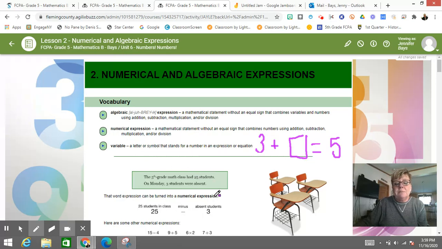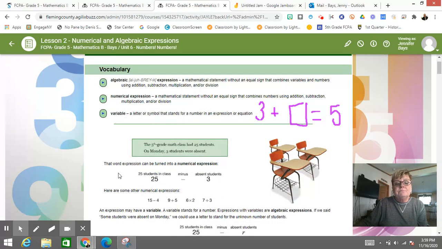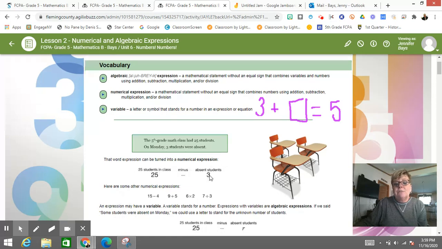So example of an expression, a numerical expression, the 5th grade class had 25 students. On Monday, 3 were absent. 25 students on Monday, 3 were absent, so 25 minus 3. That's our numerical expression. It's just made up of numbers.